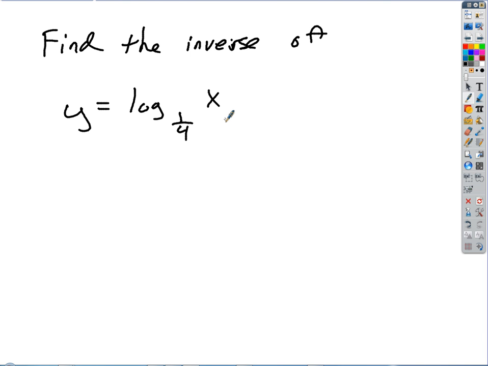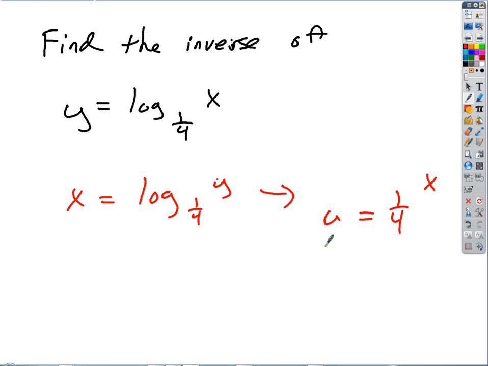Easy, right? So all I got to do here is I'm just going to swap those. So I get x equals the log of y base 1/4, and I got to solve for y. So all I have to do is rewrite that thing, right? If I rewrite that as an exponential function, what does it become? Okay, 1/4 to the x equals y. There it is. Yeah, easy, right? Piece of cake.